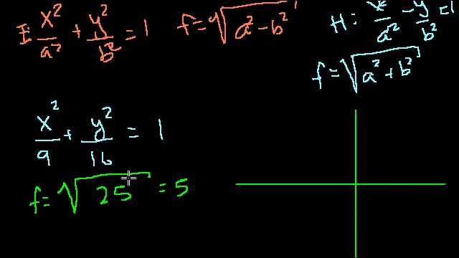Oh, sorry, this shouldn't be a plus. We're doing it with a hyperbola. That should be a minus. Don't want to confuse you. What I had written before with the plus, that would have been an ellipse. A minus is a hyperbola.